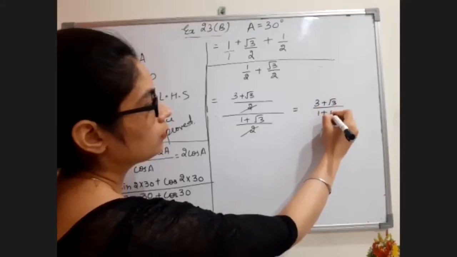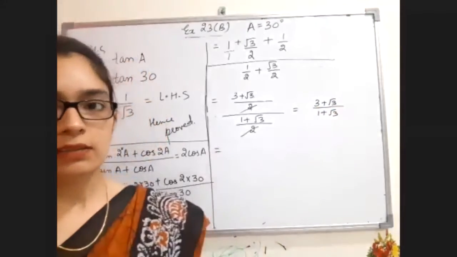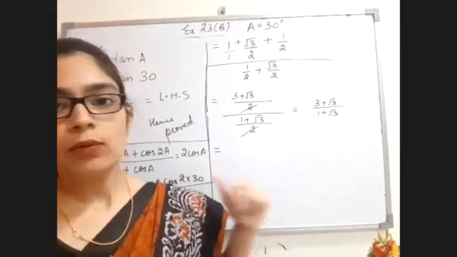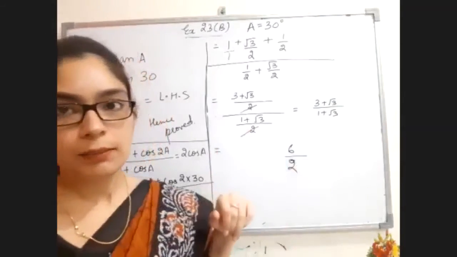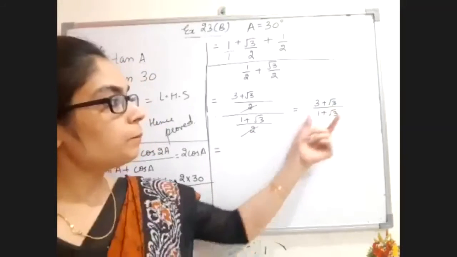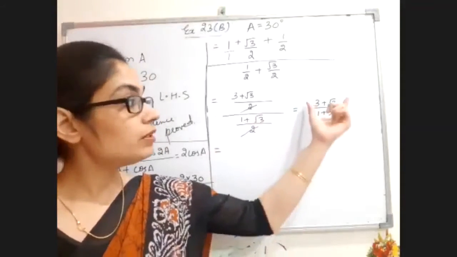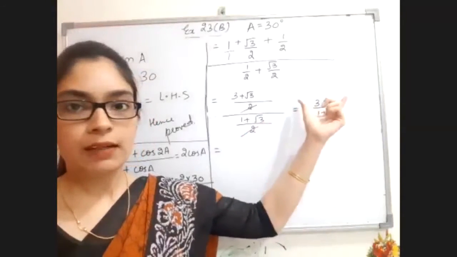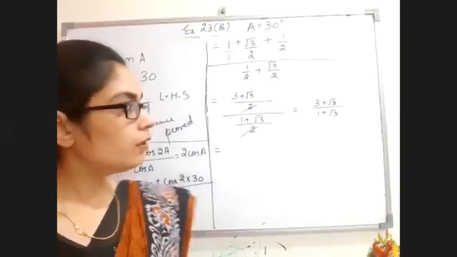Can we cancel root 3? No, this way we cannot cancel. See, these are 2 numbers. We can only cancel when we have single numbers, like 3 by 2. So this way we cannot cancel. What we can do here is take something common. Do you feel there is something we can take out common here? Root 3.